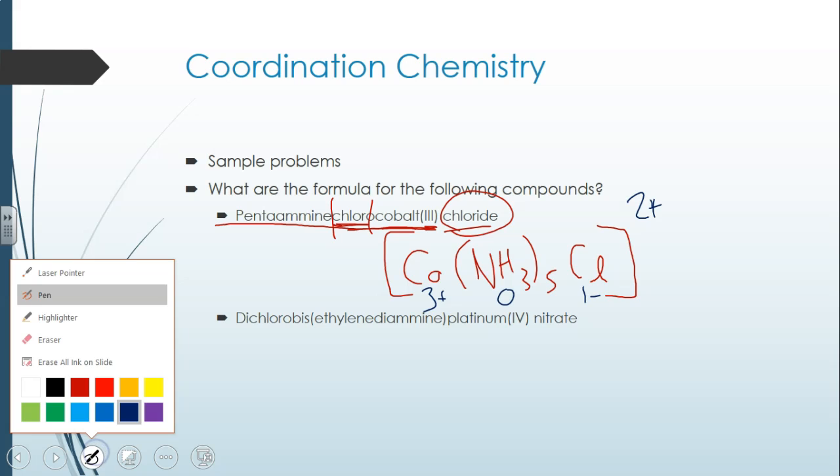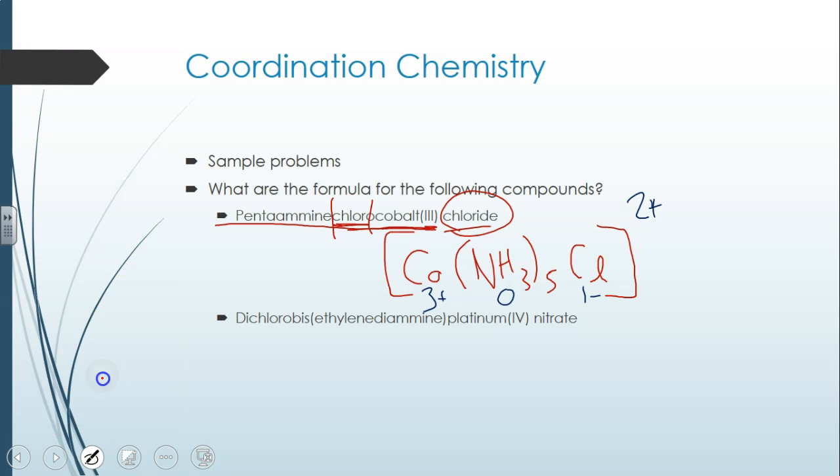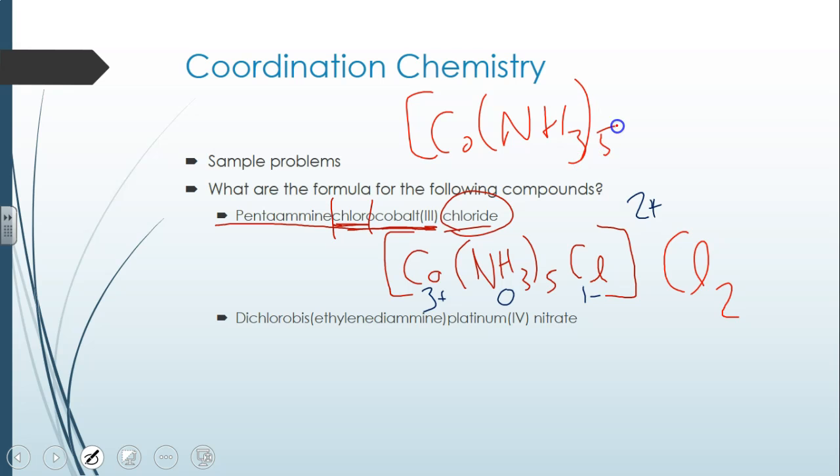So that means that when we do this, and now it goes back to what we learned when we did ionic compounds, we have a 2 plus, so when we make this, we need 2 Cl's in order to cancel that out. So the formula for that one is going to be Co(NH3)5Cl, bracket, and then Cl2. That is the formula of that coordination compound.